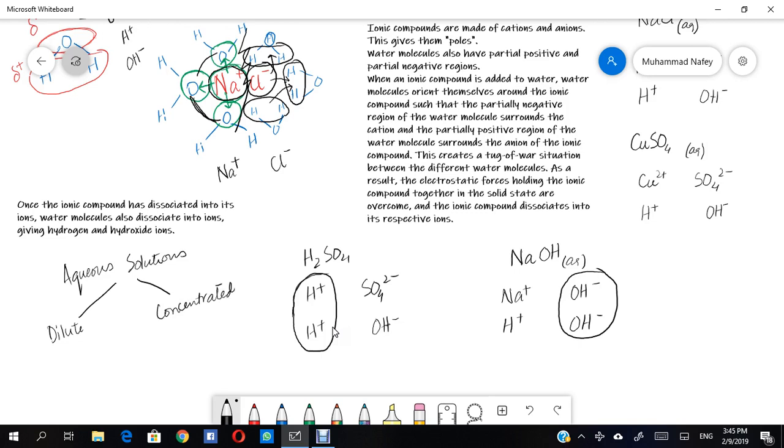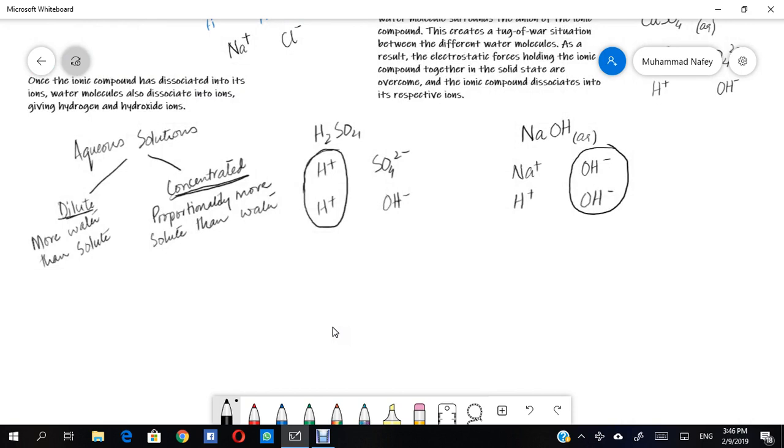A dilute solution is basically a solution where we have more water than the solute. And a concentrated solution has proportionately more solute than water. So if you're talking about a dilute solution, for example, I have a dilute solution of copper sulfate.